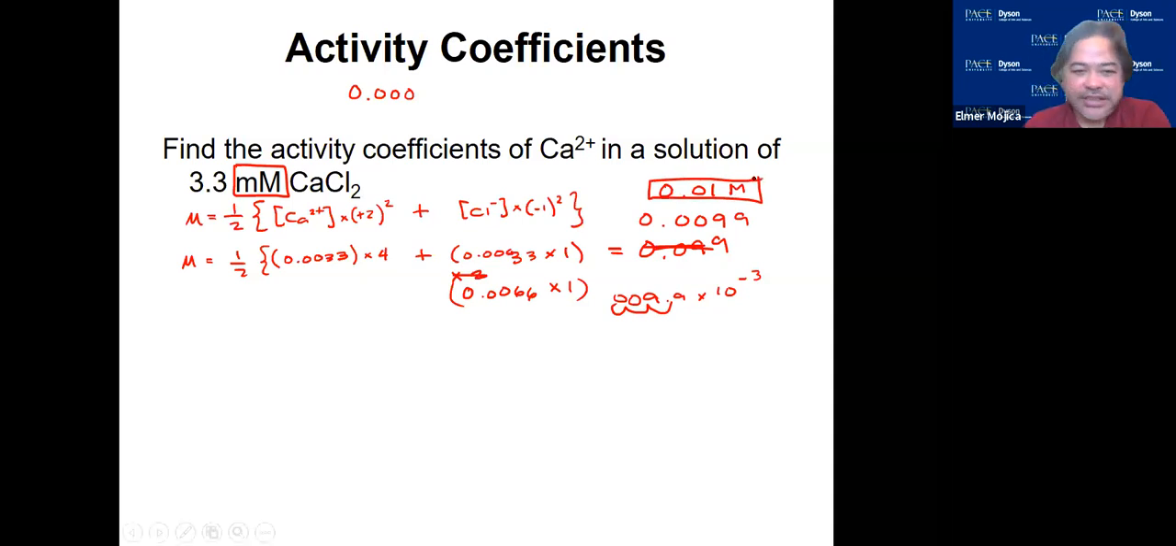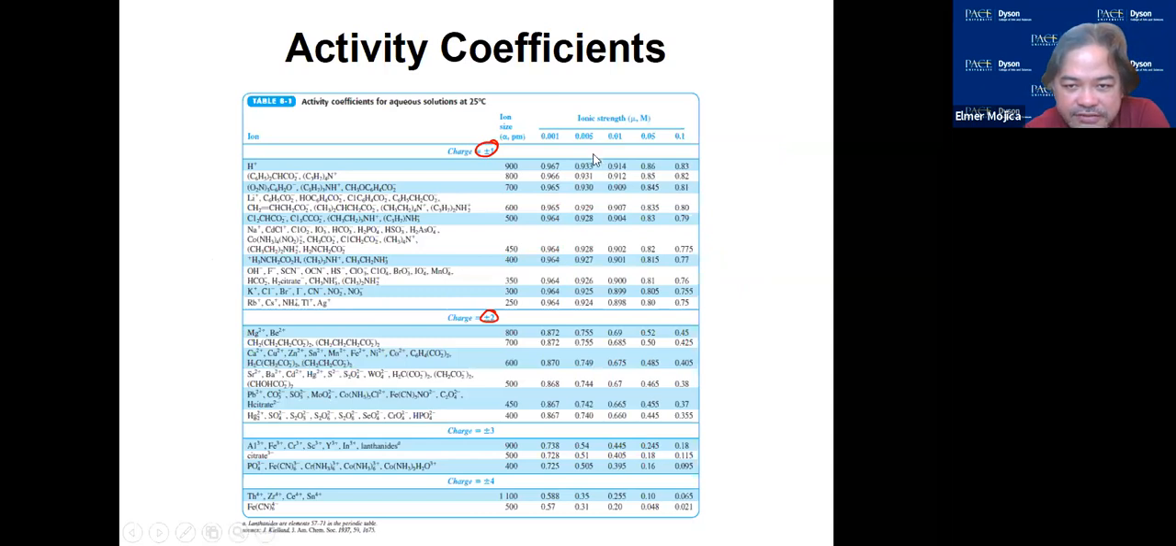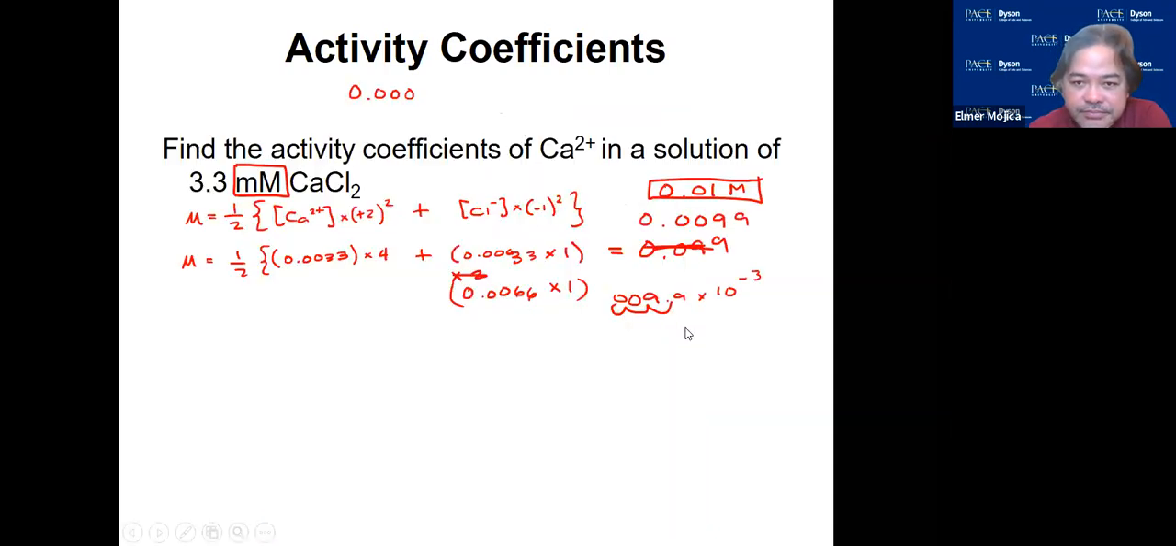Because what you want to get here is the ionic strength. And then from the ionic strength, what are you going to do? You go back to the table and find the corresponding value for calcium, right? So where's calcium 2+? There. So that would be 0.01. So you have there 0.675.